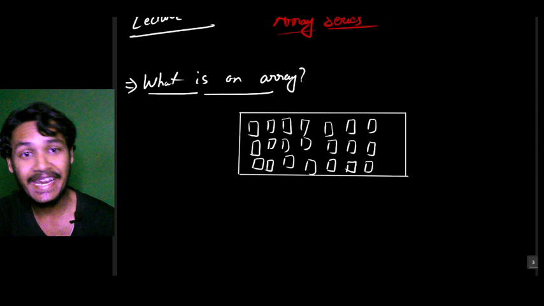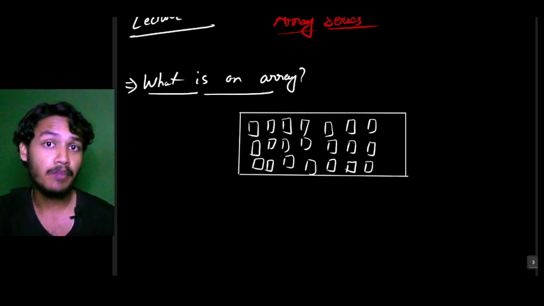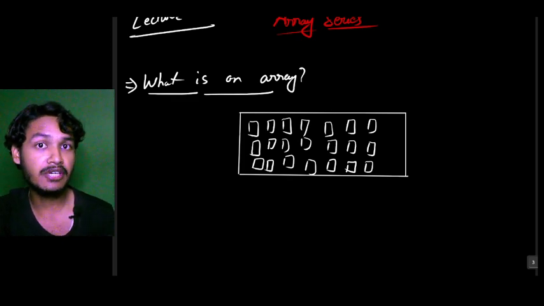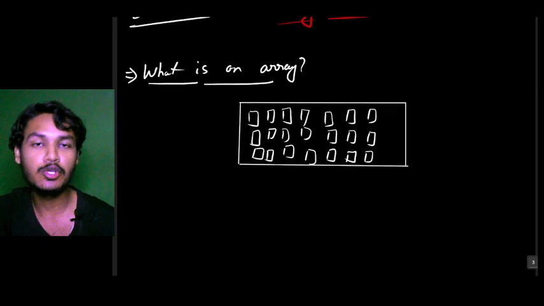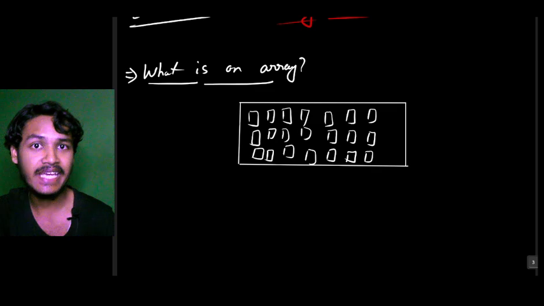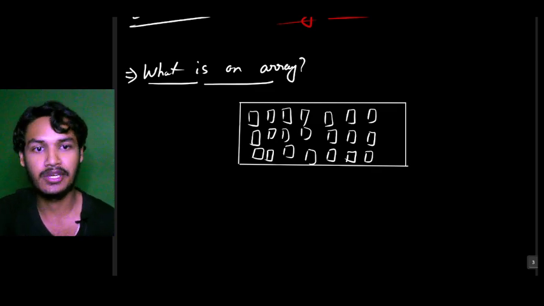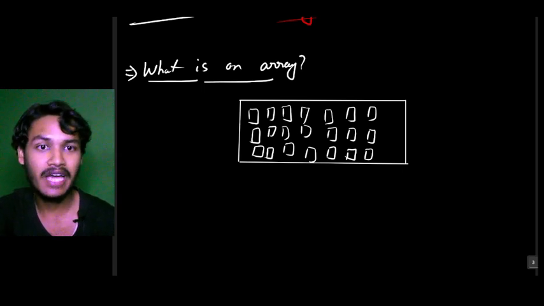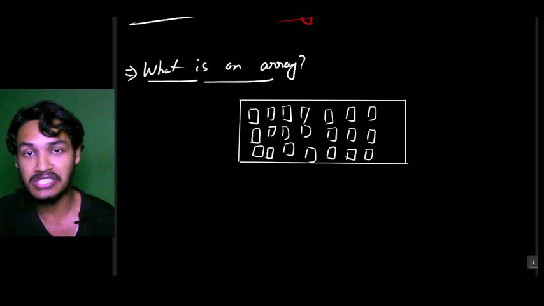So what does an array do? An array gives you the power to manage the data inside the memory. You can store your data in a structured way inside RAM, inside memory. So an array gives you the power to manage and store in a structured way. What do I mean by a structured way?